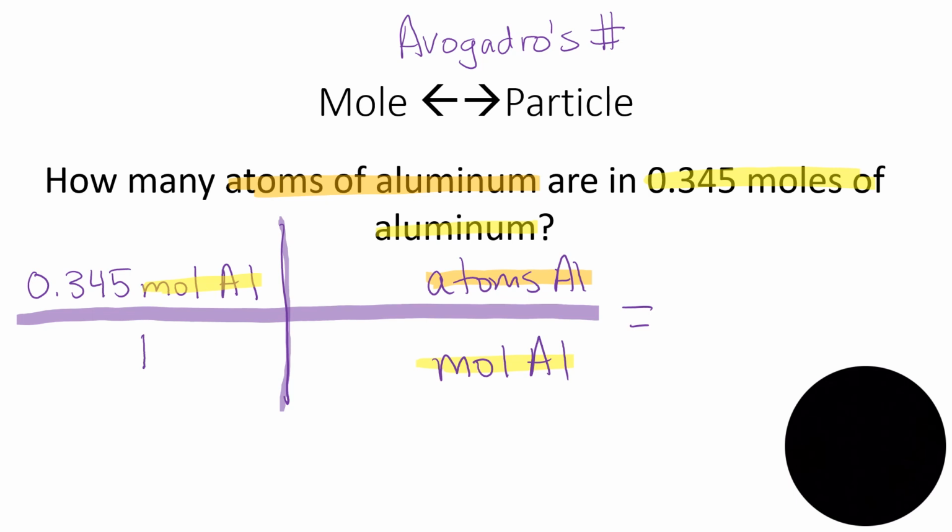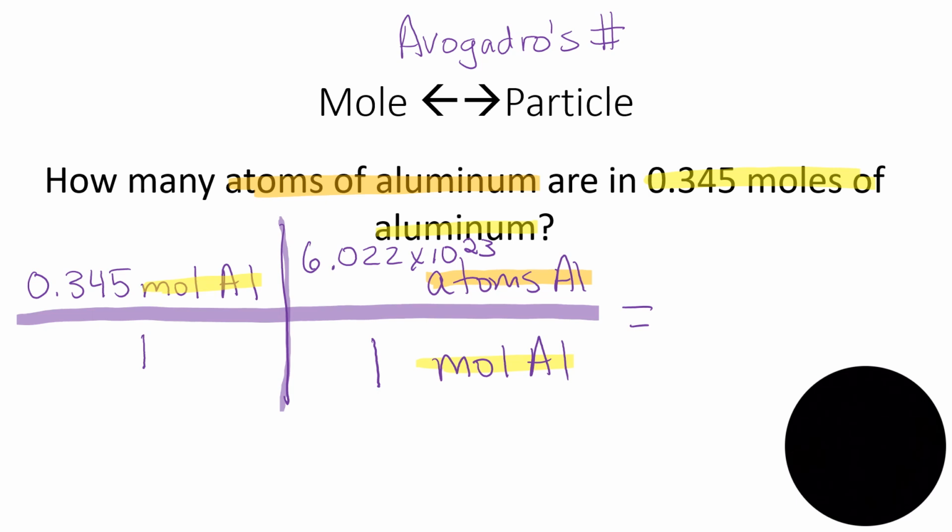I'm not memorizing when I multiply or I divide. I'm simply setting up my units so that I can convert from a quantity I'm given to a quantity I'm looking for. My units are atoms and moles, which is Avogadro's number. 1 mole of aluminum equals 6.022 times 10 to the 23rd atoms of aluminum.